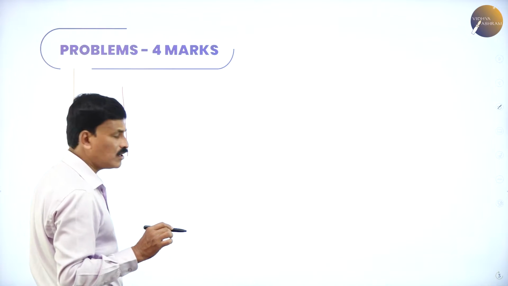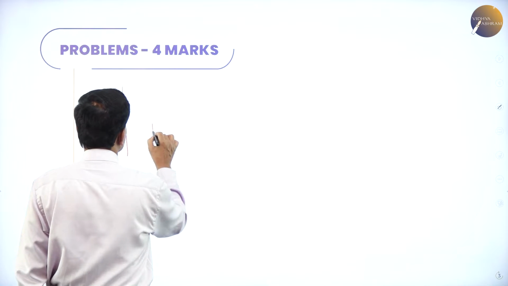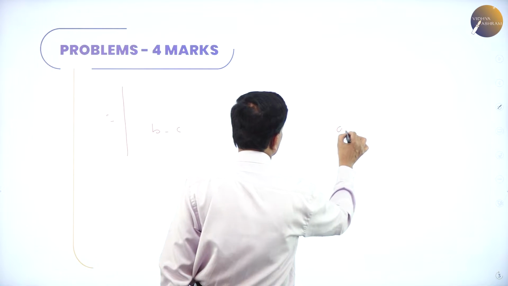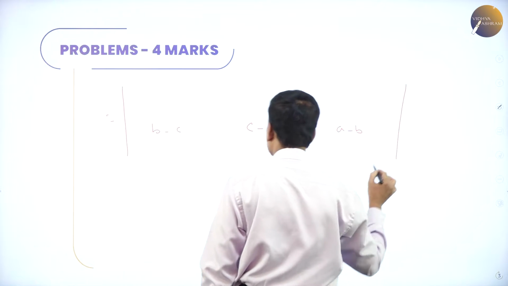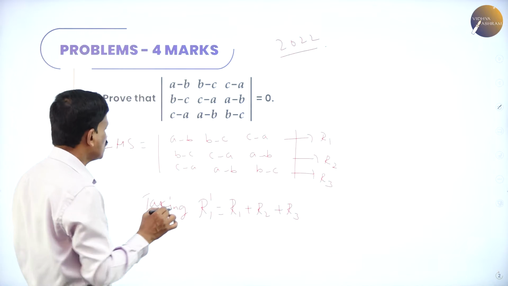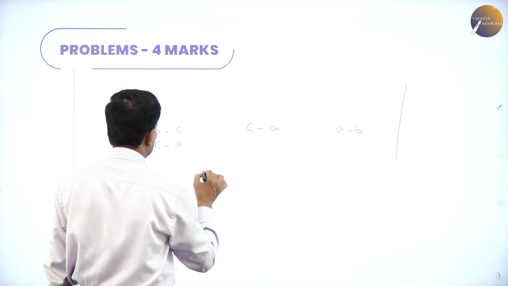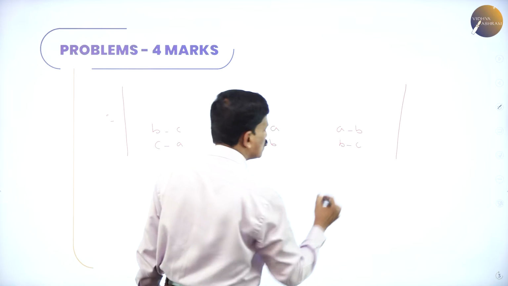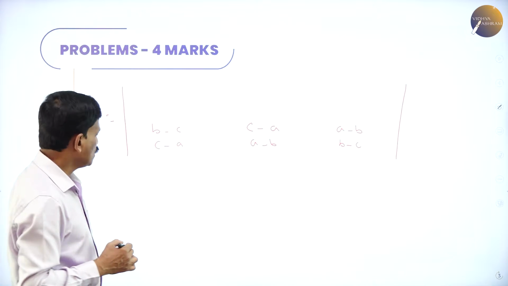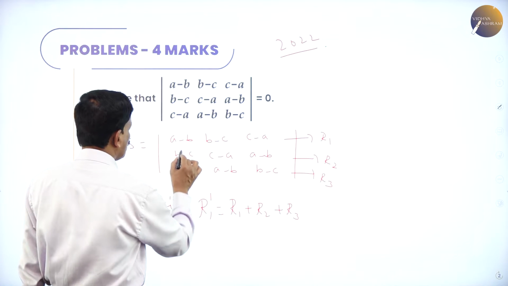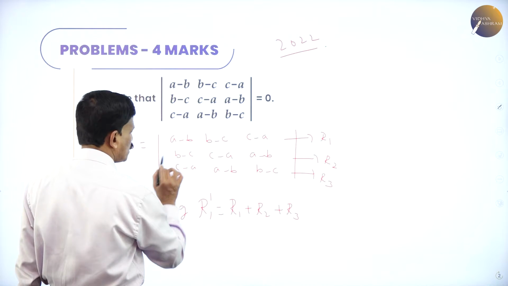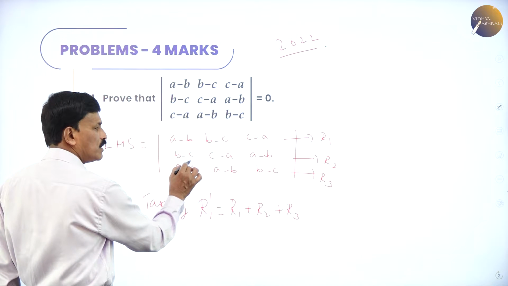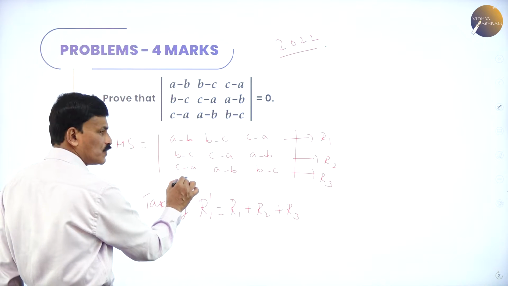Now second and third rows are the same: B minus C, C minus A, A minus B. This is second row. What is third row? C minus A, A minus B, B minus C. Okay, this is second and third row. Now come to this, add this. First element of R1 plus first element of R2 plus first element of R3. First element of row 1 is A minus B. First element of row 2 is B minus C. First element of row 3 is C minus A.